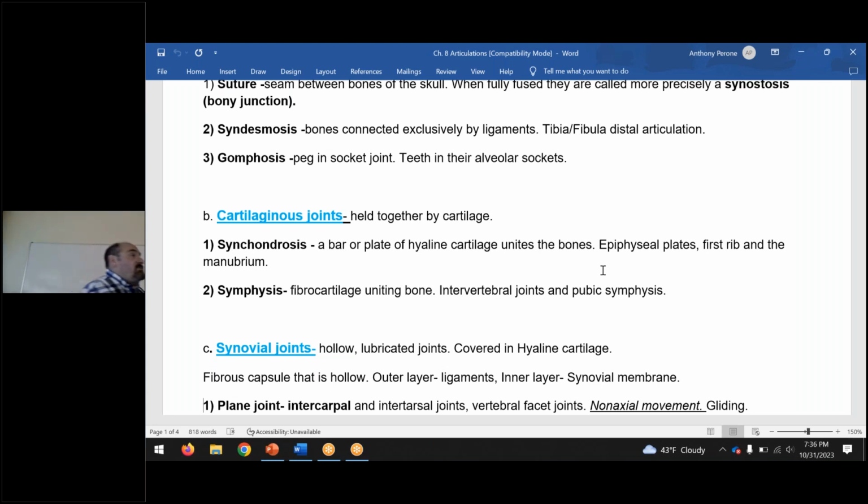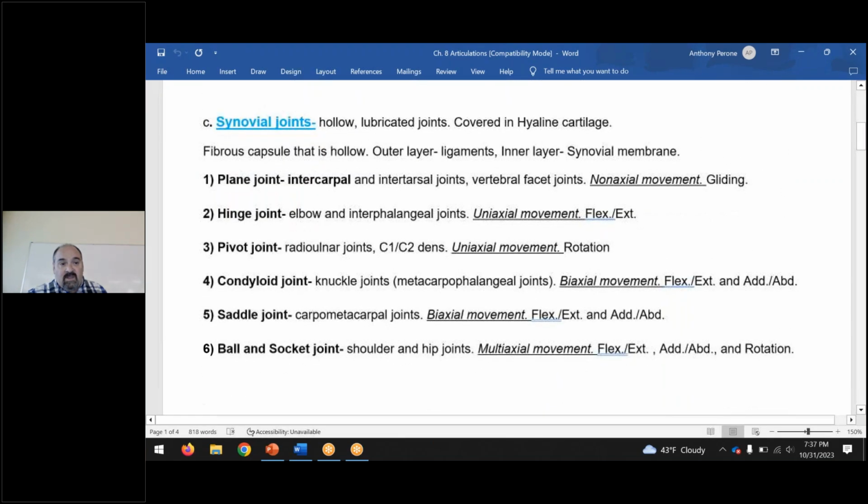Those are the examples. You need to commit to memory examples of these different types of joints. These are different types of articulations. And then lastly, the symphysis joint also includes the intervertebral joints, right? Fibrocartilage. Now, synovial joints. These are the ones that will be a little bit more of a challenge because you're going to have to remember which joints in the body that are freely movable would be an example of these synovial joints. Now, let me go back to the PowerPoint for a moment here.